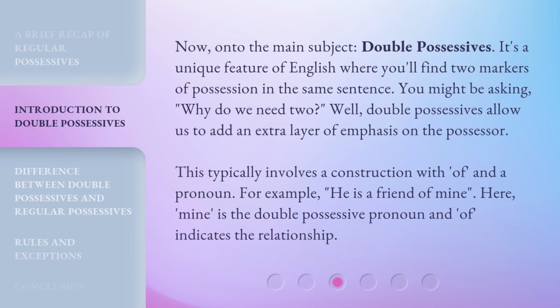Now, onto the main subject, double possessives. It's a unique feature of English where you'll find two markers of possession in the same sentence. You might be asking, why do we need two? Well, double possessives allow us to add an extra layer of emphasis on the possessor. This typically involves a construction with "of" and a pronoun. For example, he is a friend of mine. Here, "mine" is the double possessive pronoun and "of" indicates the relationship.